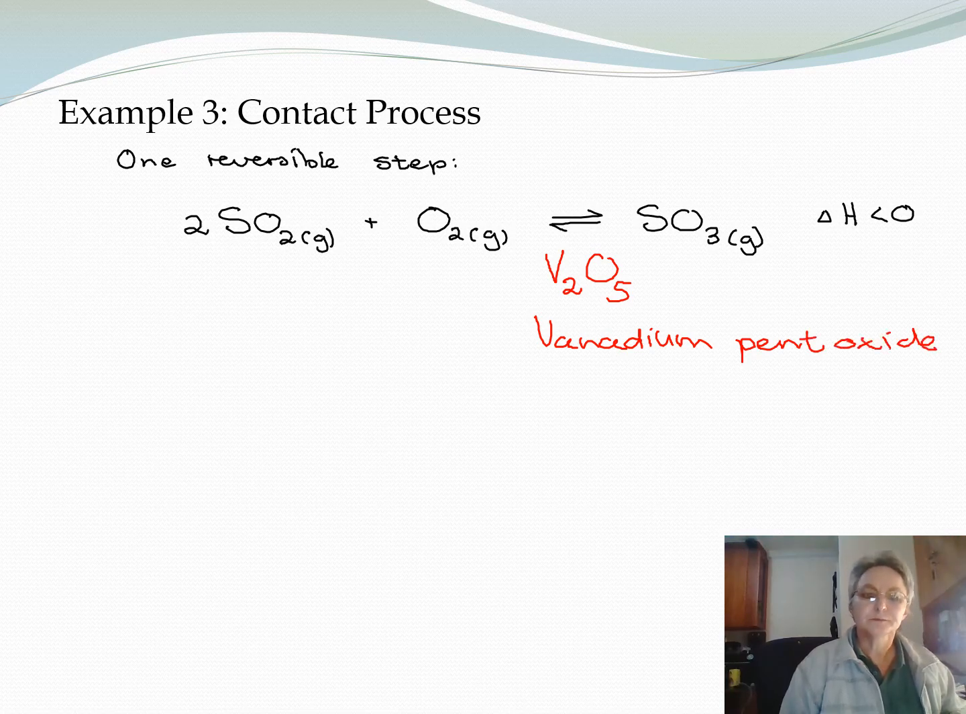So we know that the catalyst will speed up both forward and reverse reactions by the same amount without affecting the equilibrium concentrations.